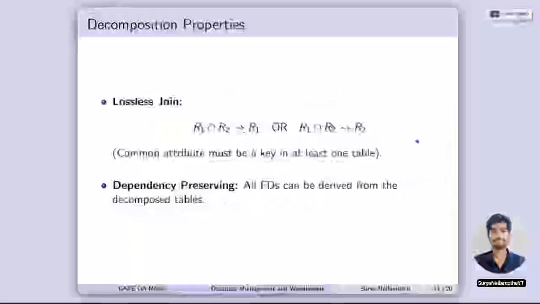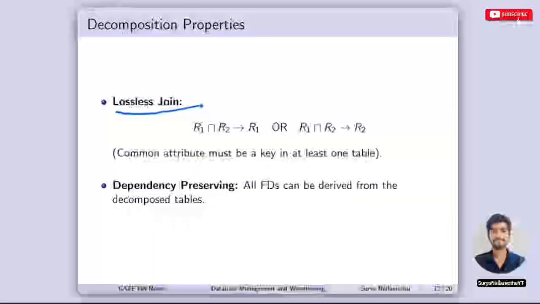Next, lossless join. Lossless join means that in joining two relations, R1 intersection R2 must become R1, or R1 intersection R2 must become R2. This is the condition. Next, dependency preserving. It means all functional dependencies must be preserved, so that they can be derived from the decomposed tables. That is the statement here.